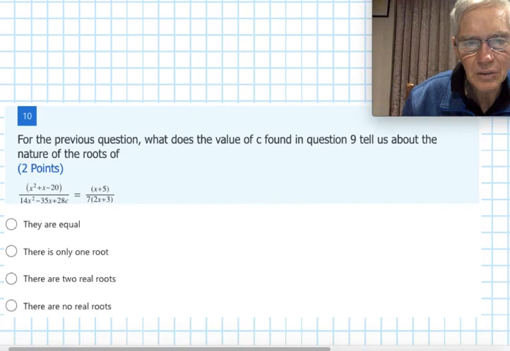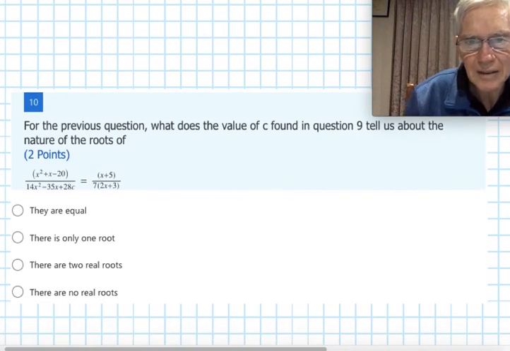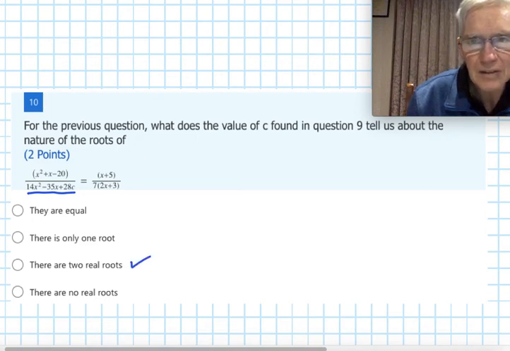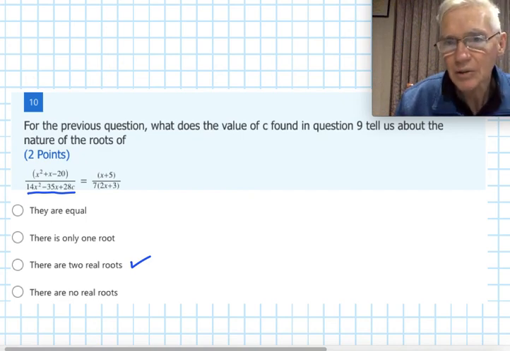Now the next question, what does it tell you about the value of c? Well, if this can be factorized into two pairs of brackets, then there must be two real roots. So that's that part done, and we'll have a look at the other merit questions next time.